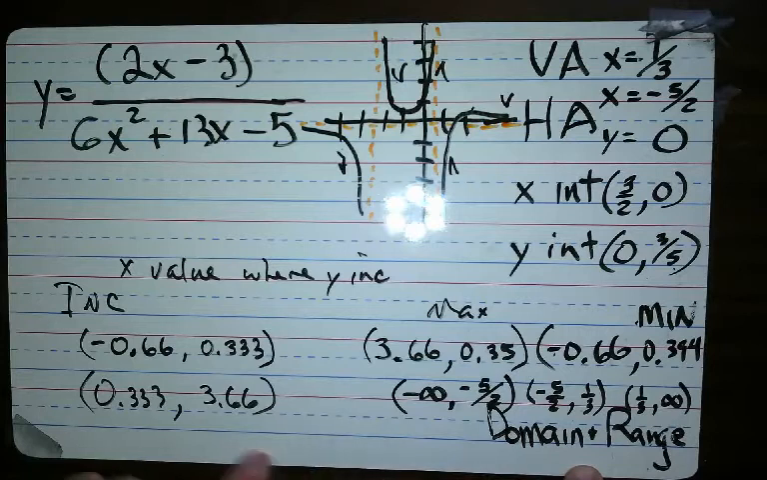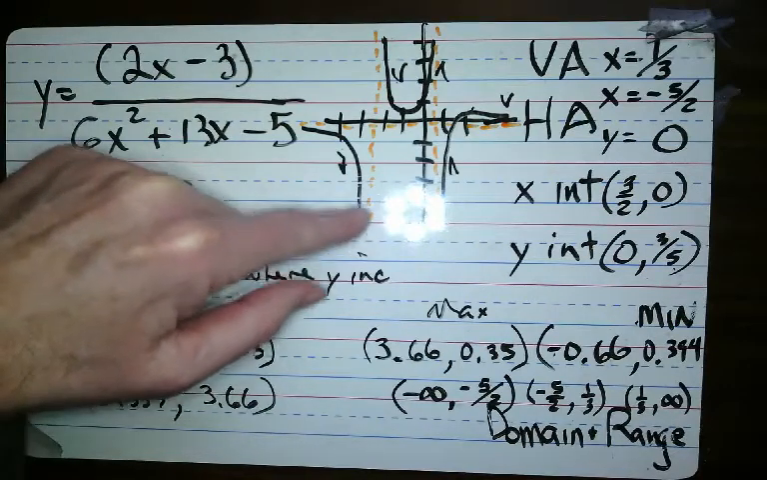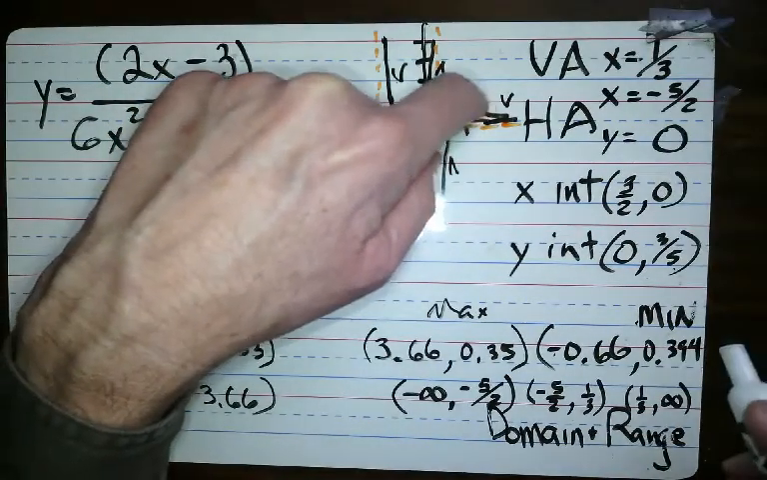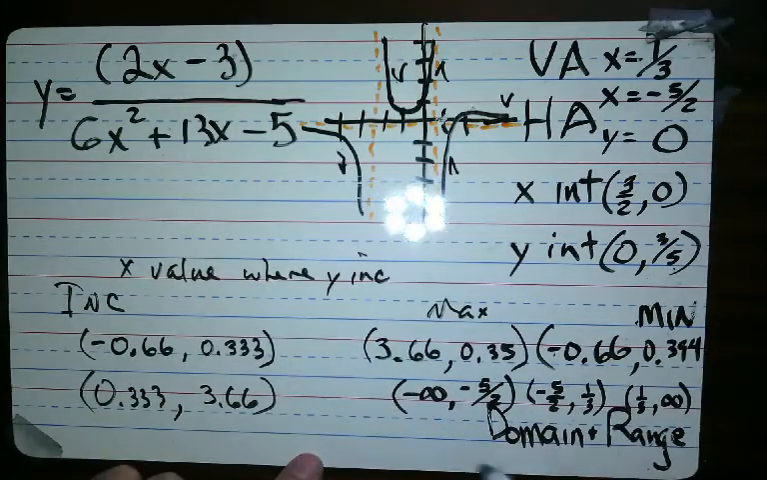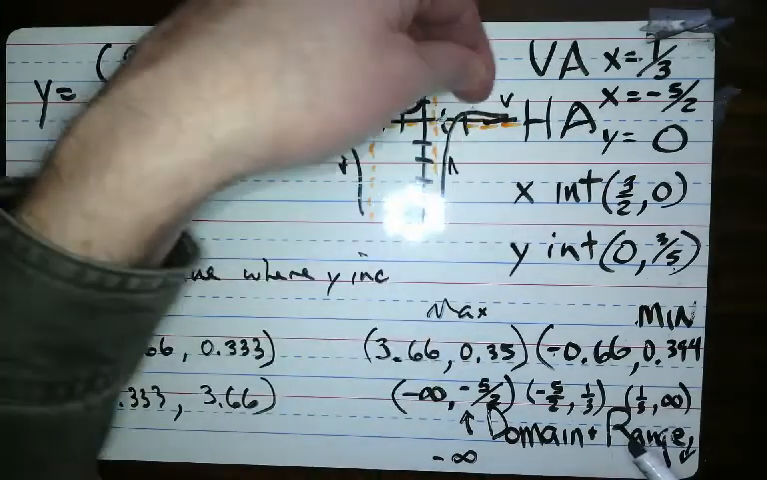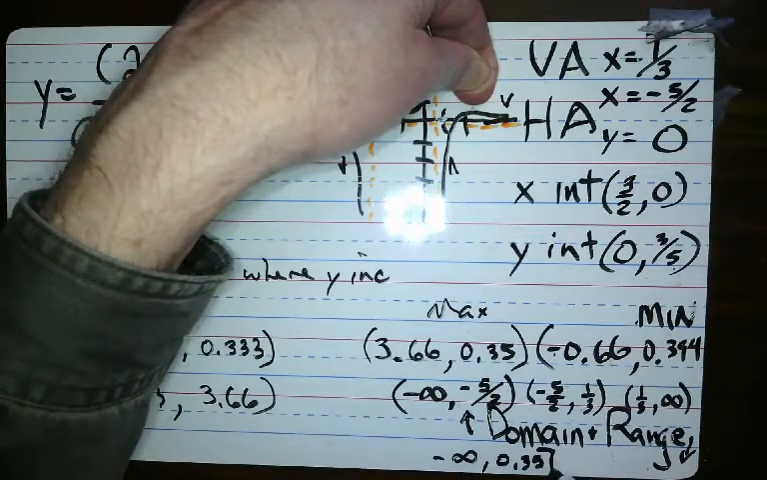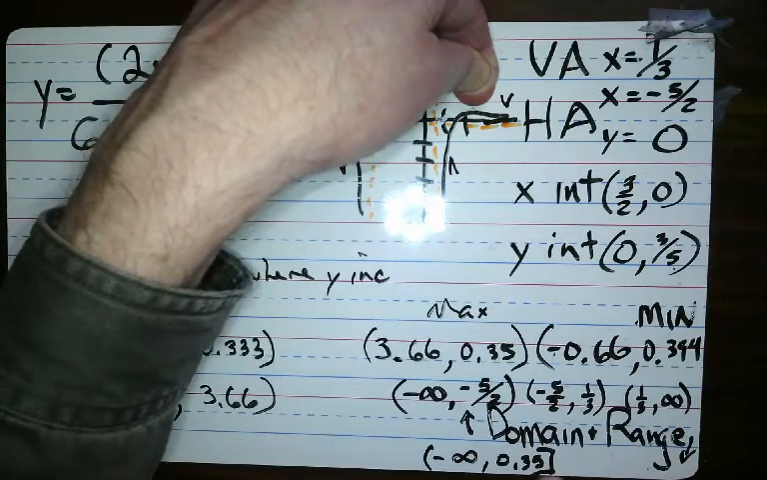How about the range? So the range is how tall it is, right? So where does it start and where does it stop? Well, this one starts at negative infinity and goes up to zero, right? This one starts at negative infinity and goes up to, what is that value right there? The maximum point, 0.35, right? So the domain's up here. The range is down here, okay? The range would be from negative infinity all the way up to what the maximum y value is, 0.35. Now that maximum y value is in fact reached. It touches 0.35, so that one has a bracket on it.